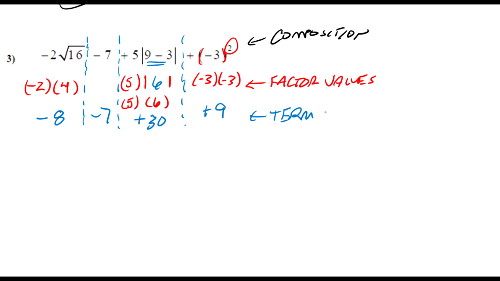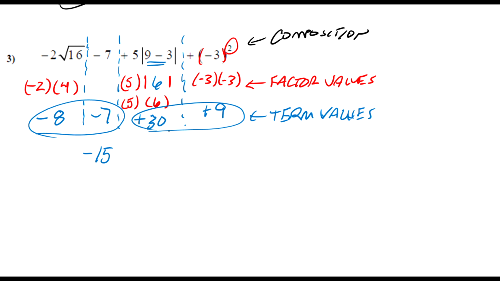Once I have all my term values, I'm ready to combine. So now I'm not just going to combine left to right, I'm going to group in ways that make sense. So maybe I can take these negatives, they're both negative, so that would give me a -15. And then positive 30 and positive 9 together would be a positive 39. And then finally, the last two, -15 and positive 39, would be a positive 24. Would be my expression value.